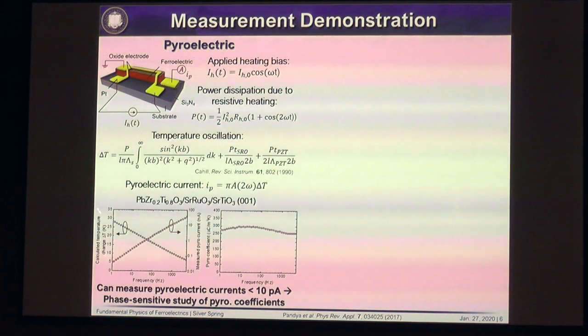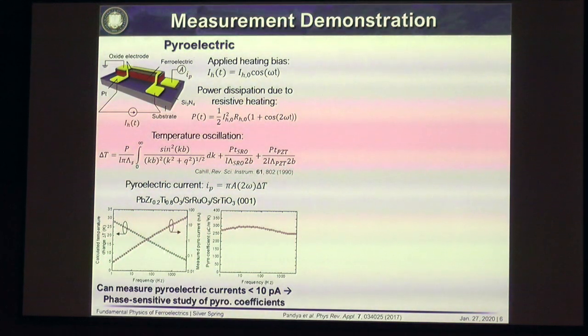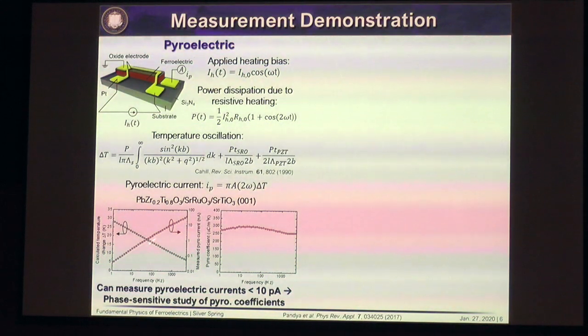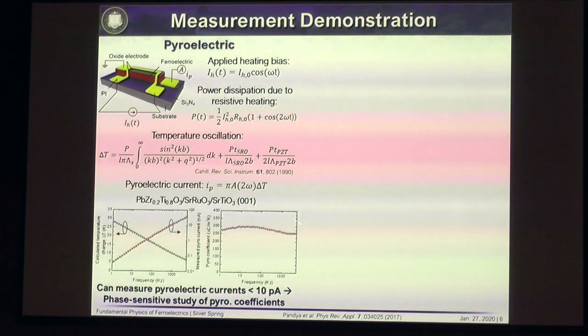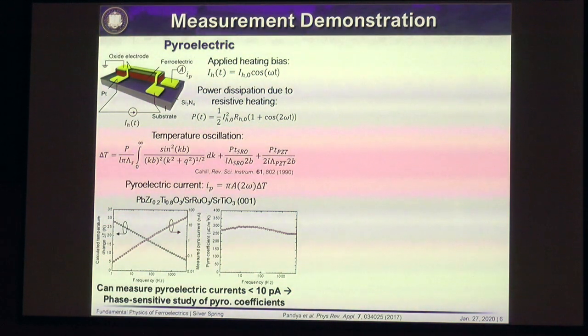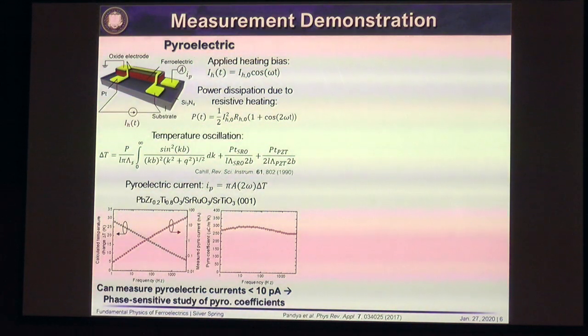So here are the temperature changes. That's the black data here. If we do it slow, we get big temperature changes. If we do it fast, we get smaller temperature changes. This red data is the measured pyro current in the system, and here is the calculated pyro coefficient for the system. So using our technique, we've demonstrated that we can measure pyro currents of less than about 10 picoamps inside of these capacitor structures, so relatively sensitive.